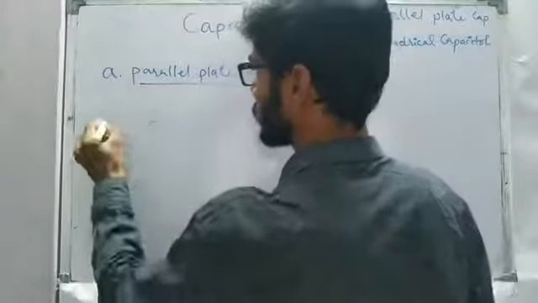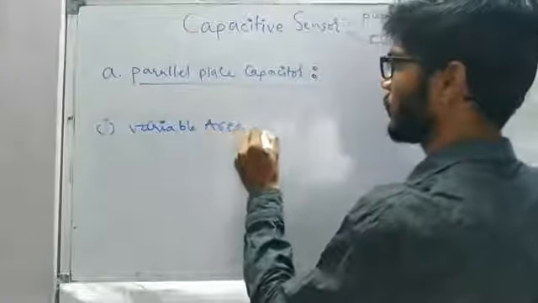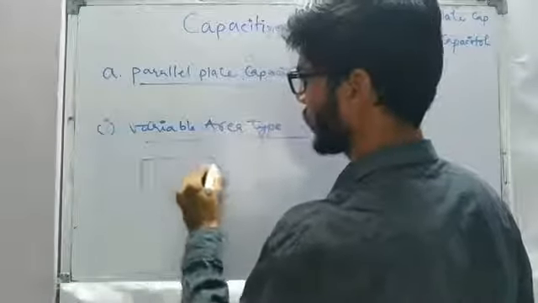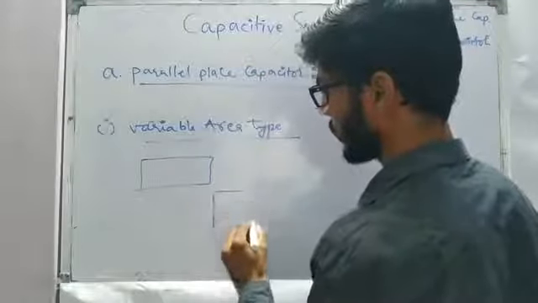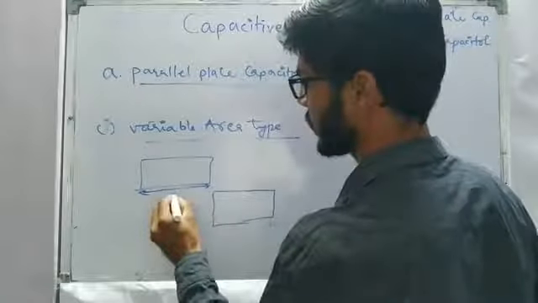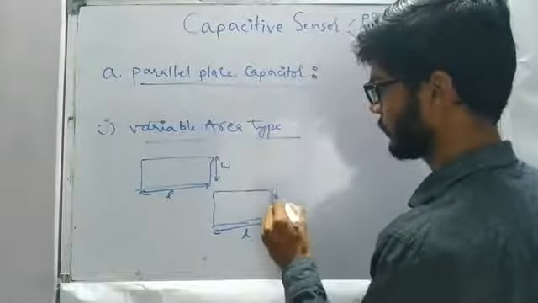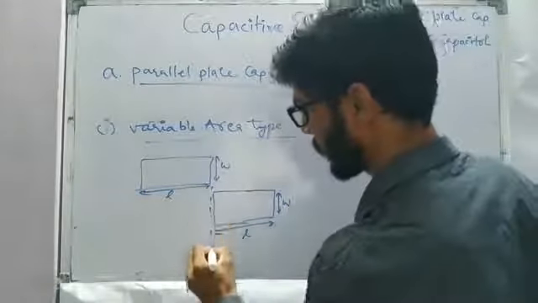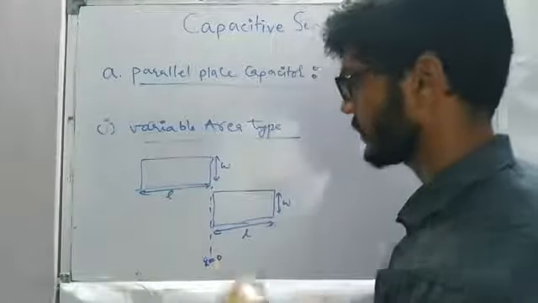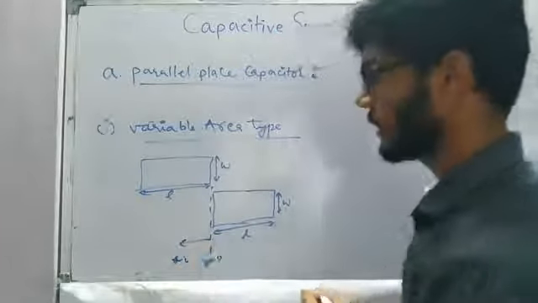So the first one is variable area type. Let us assume there are two plates. In the beginning they are not at all overlapping, they are separated. The length of the plate is L and it has width W, and the other plate also has the same length and width. We are taking this particular line as a reference line, and we say that this is x equal to 0, and once the plate moves in this particular direction, it produces some displacement.